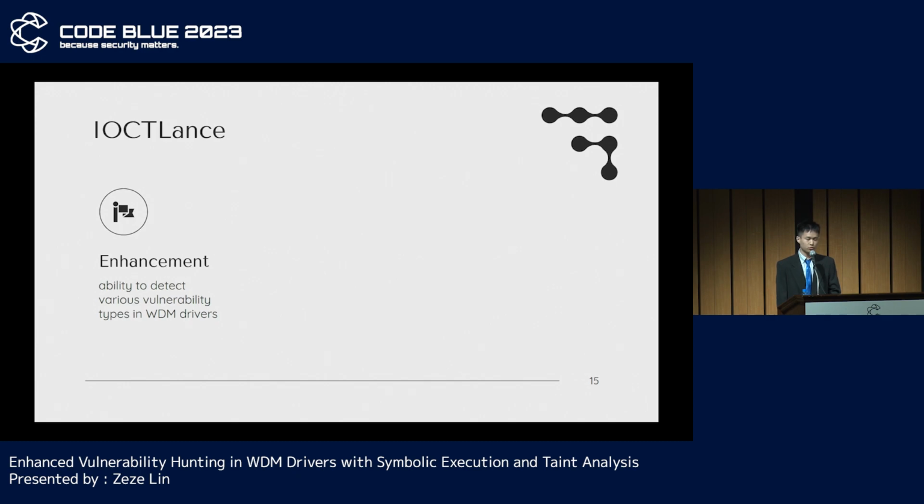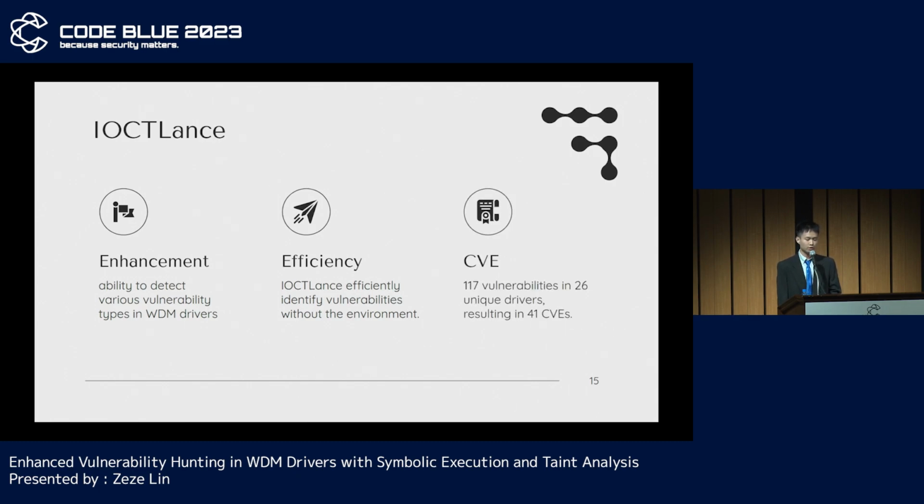There are 3 contributions made by IOCTL Lens. First, it enhances the ability to detect various vulnerability types in WDM drivers. Then, it can efficiently identify vulnerabilities without running drivers on a real system. As a result, 117 vulnerabilities in 26 unique drivers were hunted by IOCTL Lens, resulting in the assignment of 41 CVEs.